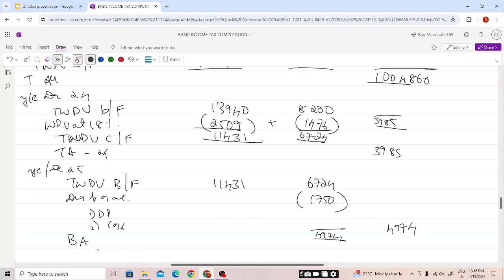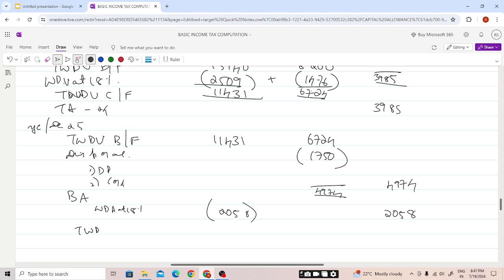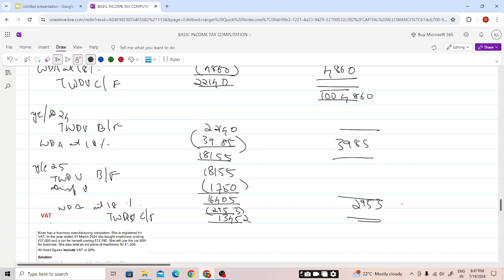Now coming to this, the WDA will be calculated at 18 percent, students. So the WDA will be 2,058. So the written down value carry forward will be 0 here, and here it will be, students, 9,373, and the total allowance is 7,032. So students, which will be of benefit to us?